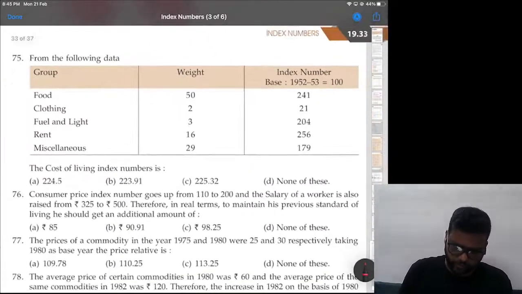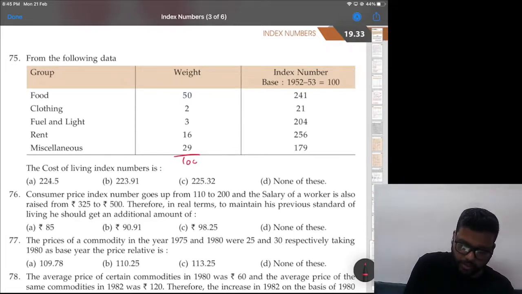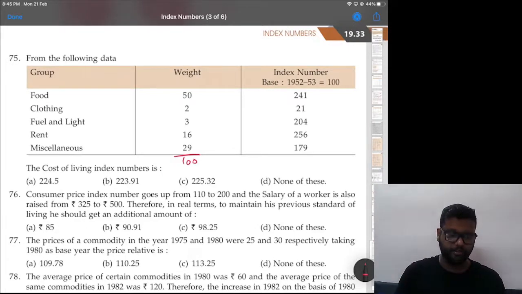75. From the following data, cost of living index number is. Now weights are given, that means we just have to find weighted average. Let's check total of weights first. 50, 2, 3, 16, 29. 100 is the total. So 241 into 50 M plus, 21 into 2 M plus, and so on.